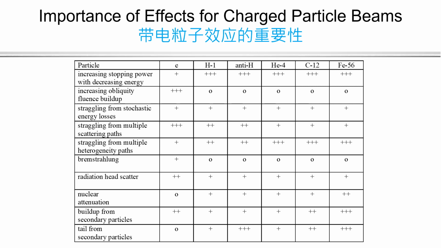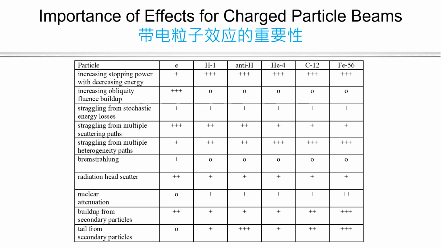Nuclear attenuation is not important for electron beams, is slightly important for most of the light ions, and is very important for the iron ions because it leads to the descending shape of both the entrance and tail regions of its dose distribution. Buildup from secondary particles occurs in all beams. For electron beams, it is most obvious with a clean, well-collimated or scanned beam.